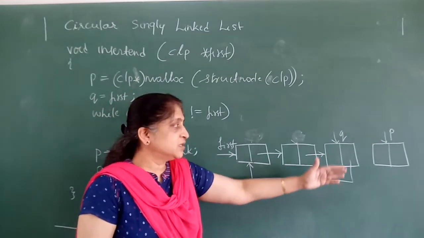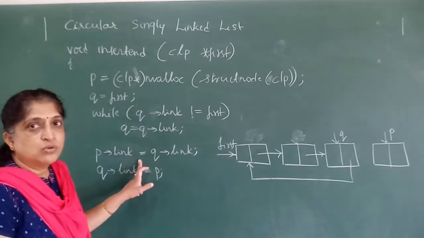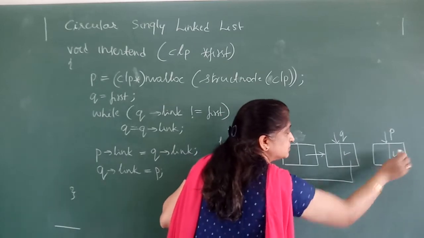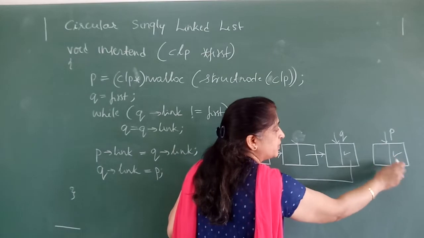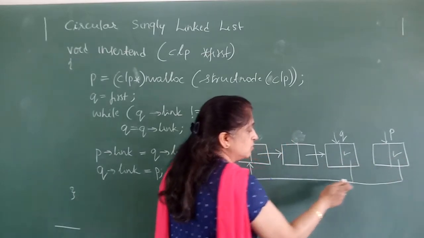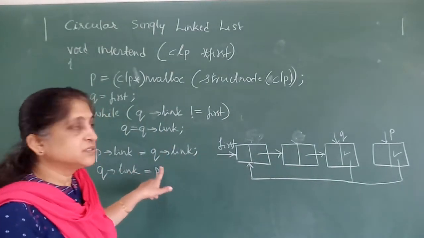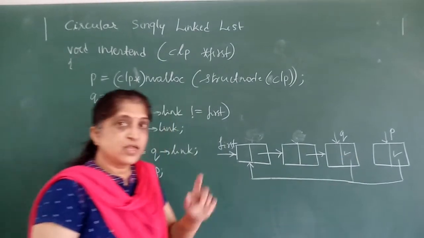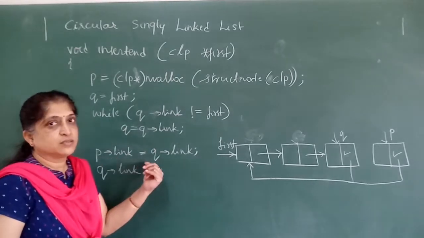Now I can insert the new node here. How do I do that? We have to perform P link is equal to Q link. That is, we can copy this address here. That means this address will be copied here. So now the new node will start pointing to the first node. Of course, you could have written P link is equal to first, because here what we have is first only. You can either write P link is equal to first or P link is equal to Q link. That's okay.